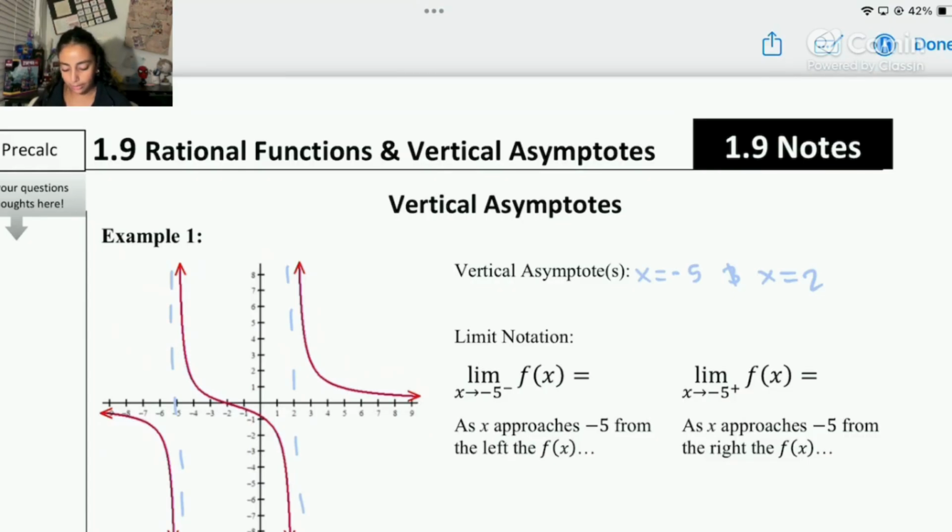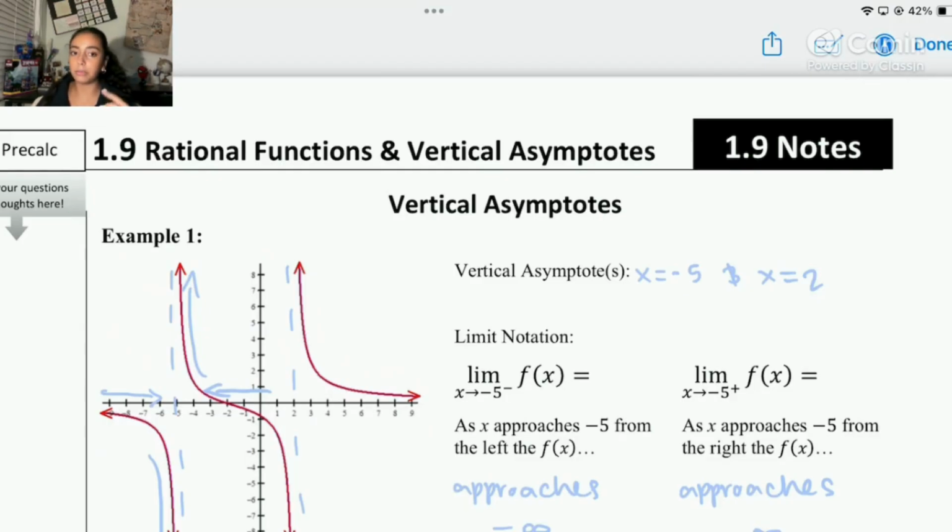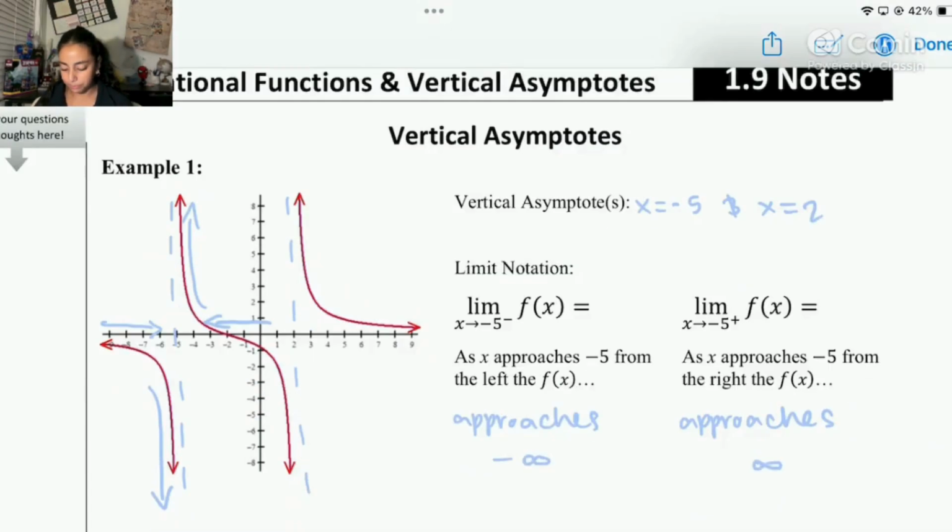And then we're asked, as x approaches -5 from the left, the f of x approaches -infinity. So what it means by approaching -5 from the left, it's as we're moving this way. So here, f of x approaches -infinity. And this is different from when x approaches -5 from the right, because it's as we're moving this way towards -5. It's actually going towards positive infinity rather than negative infinity. So you have to be careful to check from both sides because they may not always be the same.